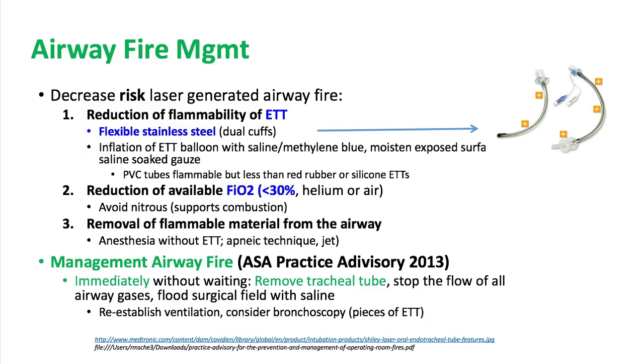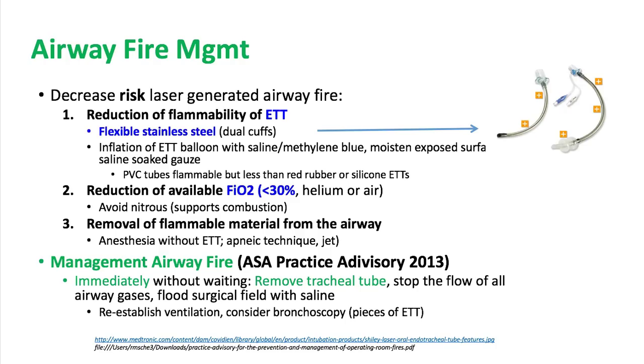And a third thing to do is just remove any flammable material that's in the airway when the laser is being fired. That would be, for example, an apneic technique where a small endotracheal tube is passed, the patient's ventilated, the tube is removed, then laser occurs, and when the patient desaturates, the tube is placed back down, often by the ENT surgeon, and you ventilate them back up.